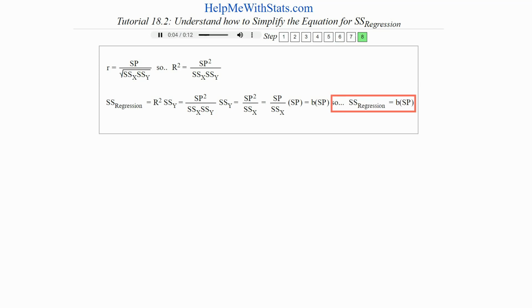We've already calculated the slope and the sum of products, so the regression sum of squares is just the slope multiplied by the sum of products.